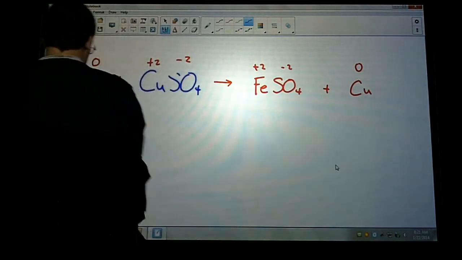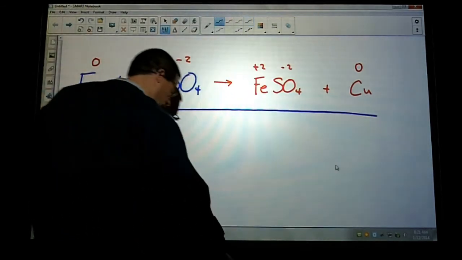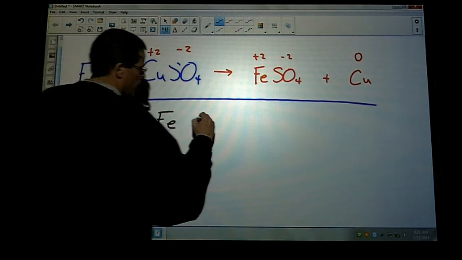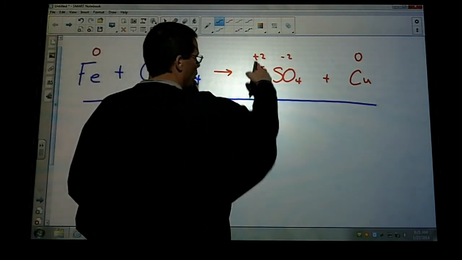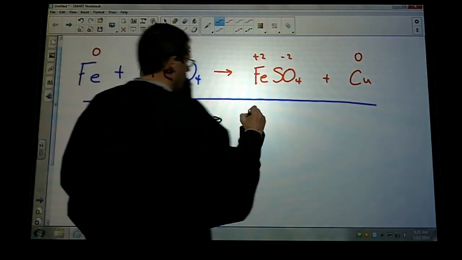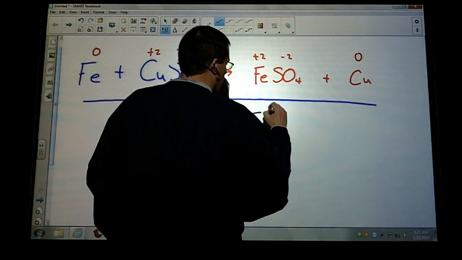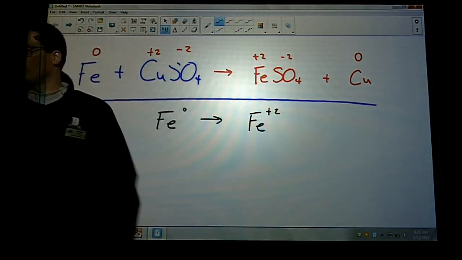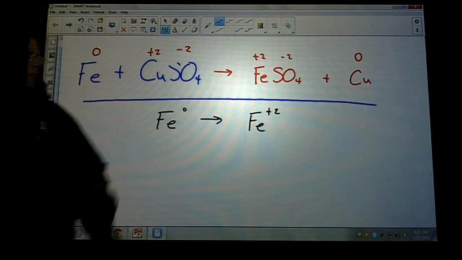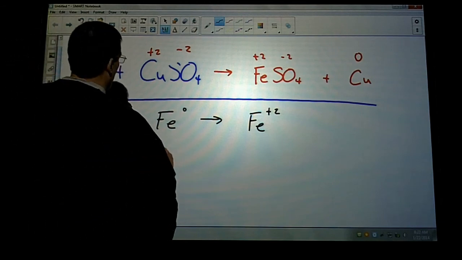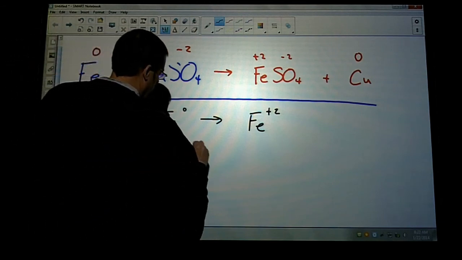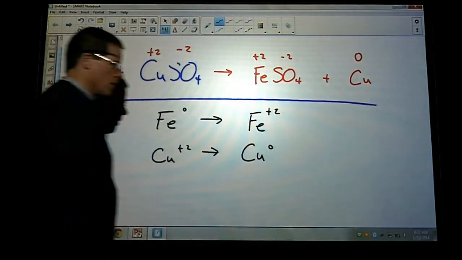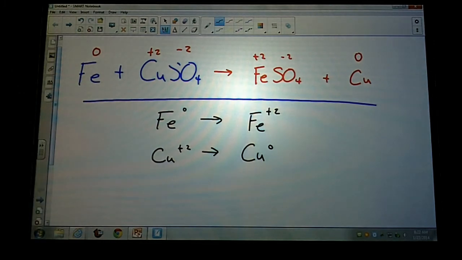So here's what's happening. We have, let's do these half reactions here. So we have iron that has no charge going to iron, and I'm only going to look at just the atoms itself, iron with a +2 charge, right? So iron has no charge, goes to a +2. Agree? Good, okay. And the other scenario is I have copper with a +2 charge going to copper with no charge. Would you agree? Good, okay.